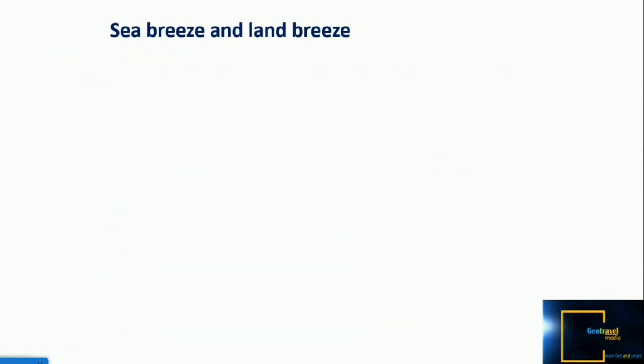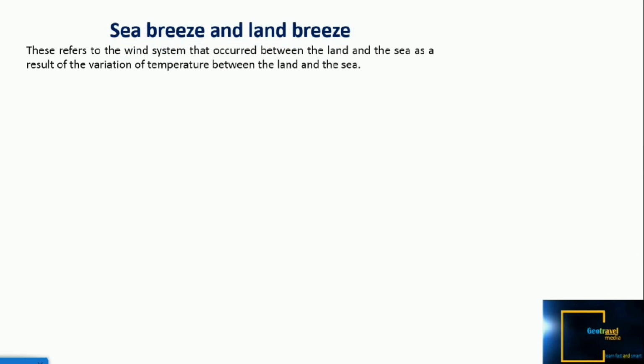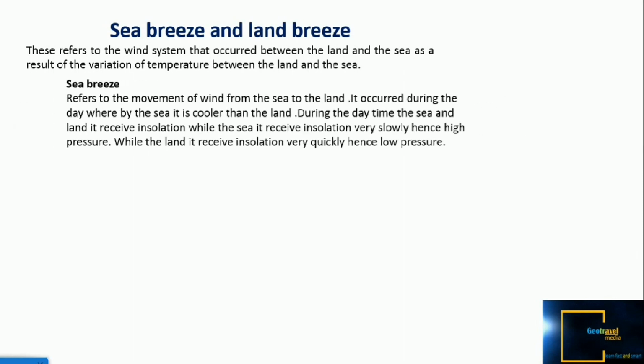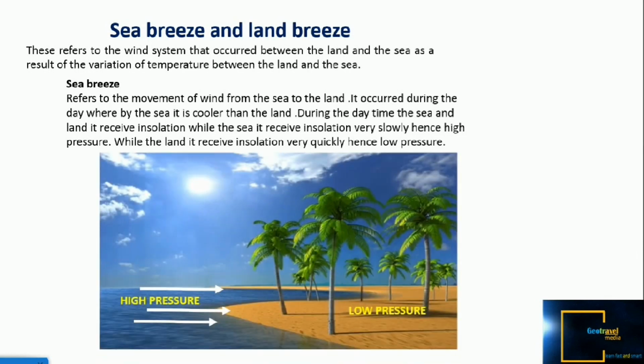Sea breeze and land breeze. These refer to the wind system that occurs between the land and the sea as a result of variation of temperature between the land and the sea. Let us start by discussing the sea breeze. Sea breeze refers to the movement of wind from the sea to the land.